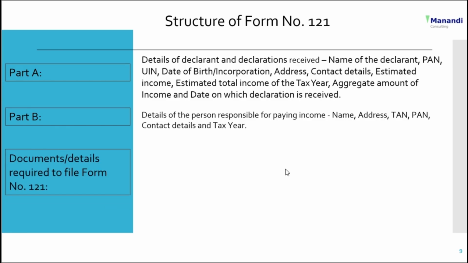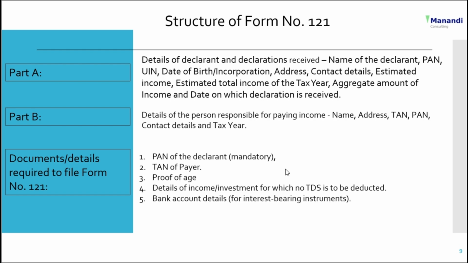So what are the documents required to file Form 121? For an individual, it is PAN, which is mandatory; TAN, which is for the payer alone; proof of age; details of income and investment for which no TDS is to be deducted; and bank account details. So out of five, four relate to the person submitting the declaration, that is the individual. TAN is for the bank, post office or financial institution.